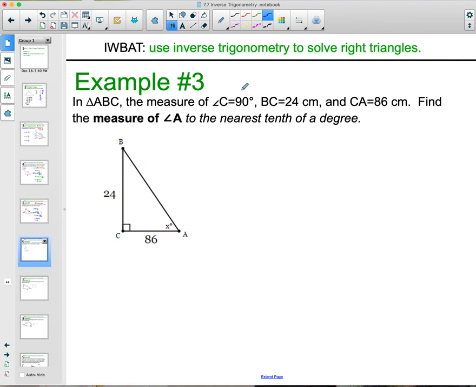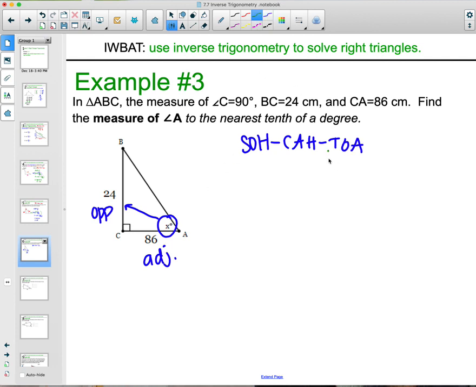Again, C is 90 degrees, BC is 24, CA is 86. We've got that labeled on here. What's the measure of angle A? So we'll identify the angle, okay, and then we'll label the sides. So 24 is the opposite. Next to it is the adjacent. So we'll look at SOH-CAH-TOA to decide what function to use.